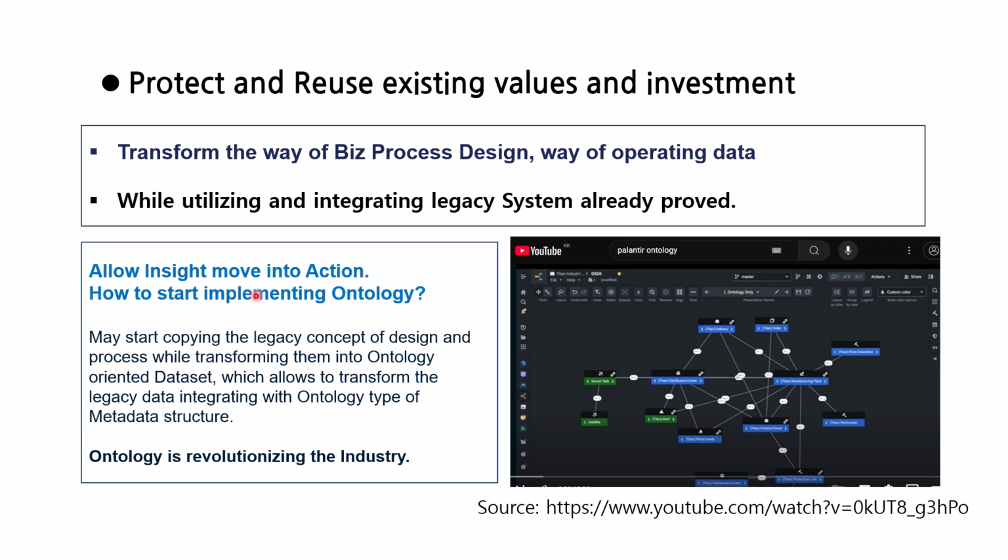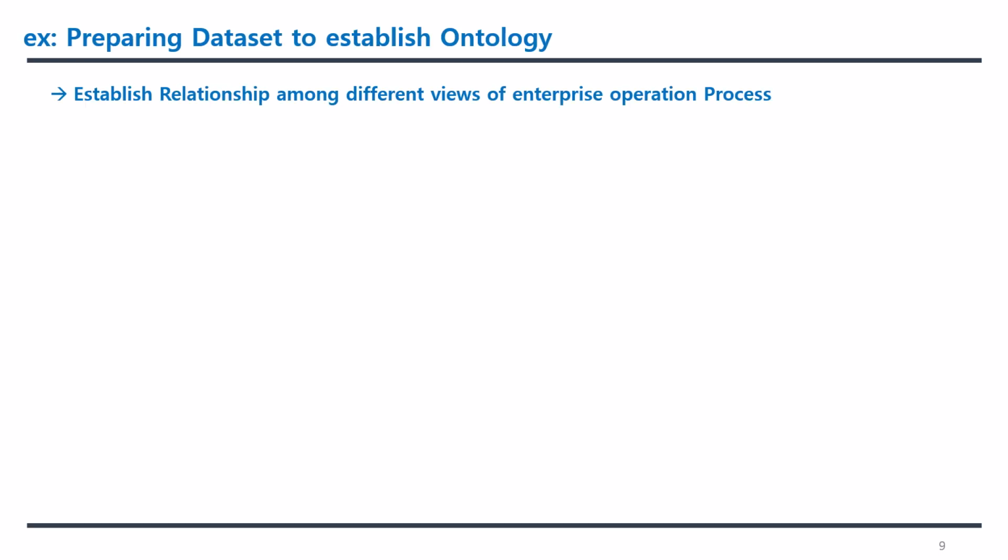Okay, then how are we going to start implementing the ontology? Because there usually already has been a legacy system. It may copy the information and idea of the design of the legacy concept and then expand it through the type of ontology design metadata structure. So ontology is actually revolutionizing the industry because it encompasses the qualitative schema together with the quantitative schema as a hybrid mode.